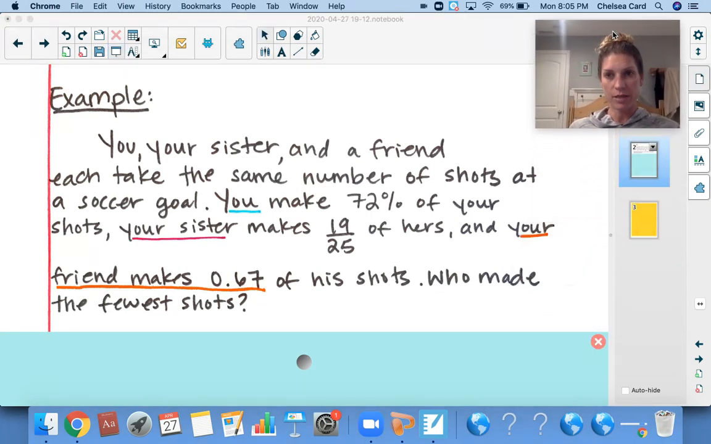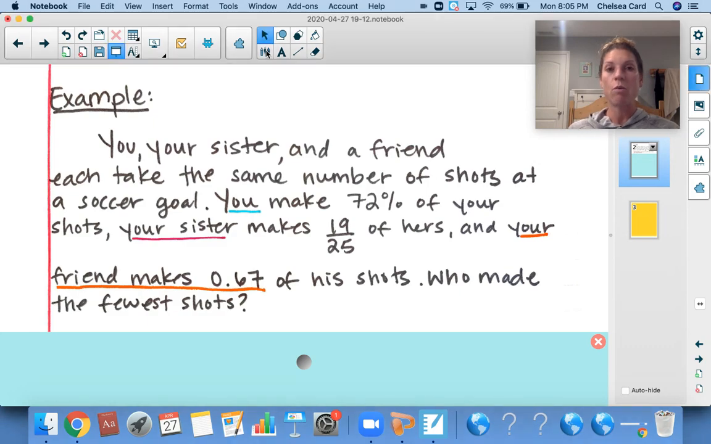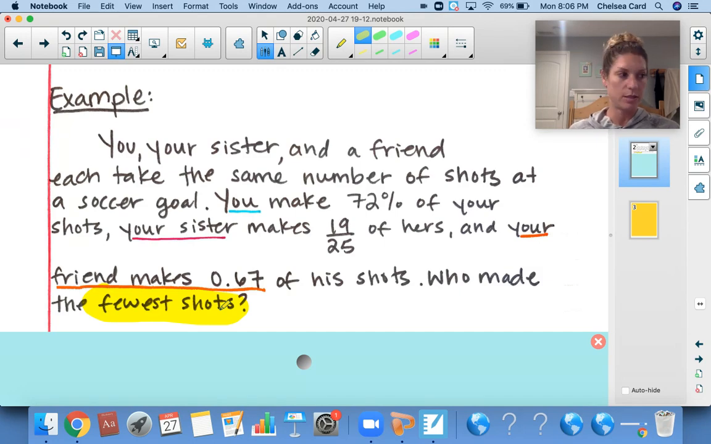So one of the first things you have to remember when you're doing word problems, we always want to identify what the problem is asking us to find. And in this case, the problem is asking us to find the fewest shots. Okay, so that fewest is going to be really important because we know fewest means smallest. So when we go through and we do that, that's an important piece to remember.